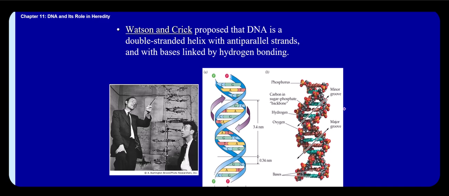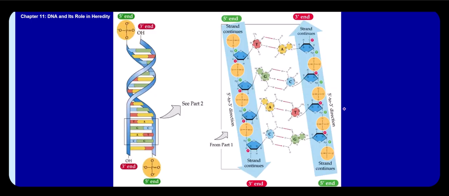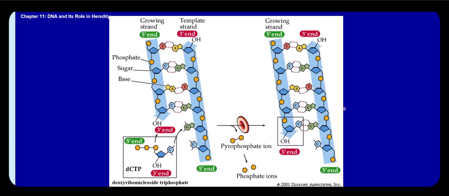So Watson and Crick proposed that DNA is a double-stranded helix with anti-parallel strands and bases linked by hydrogen bonds. So we'll talk about that too. Okay, so let's talk about structure. And this is where, like I said, we're kind of laying the groundwork a little bit for structure. First, though, let's look at the building block of a DNA molecule.